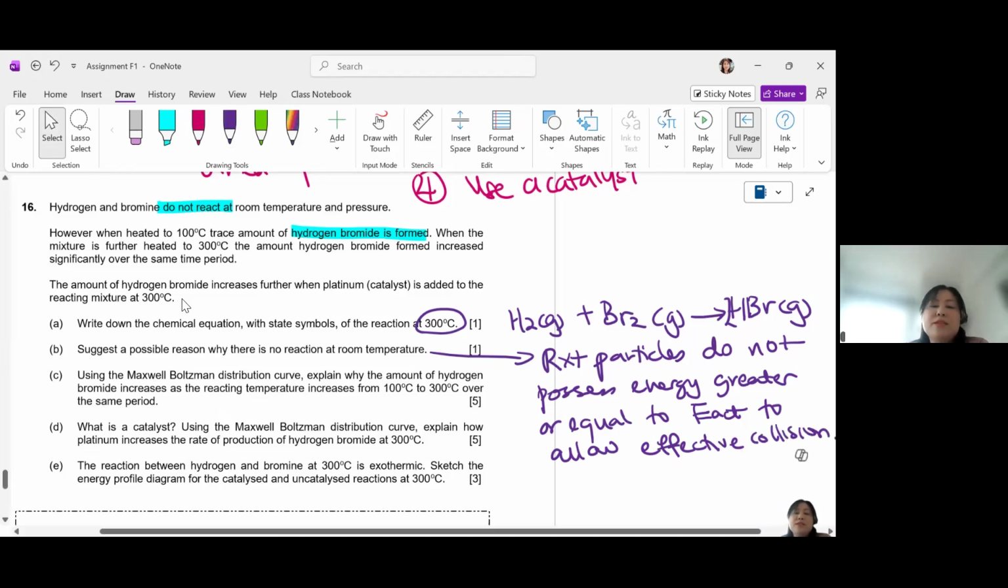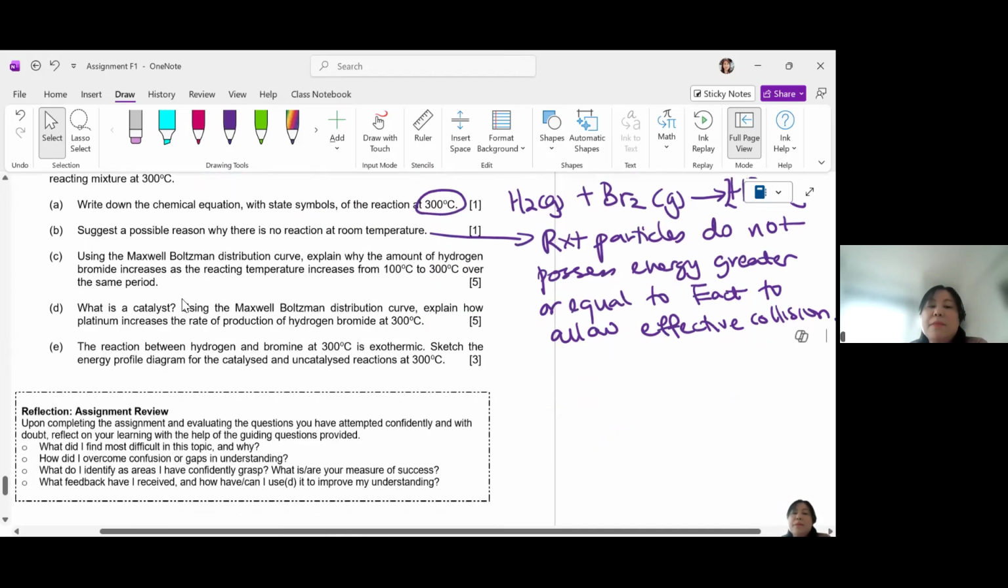All right. So that's for part B. Next, using a Maxwell-Boltzmann distribution curve, explain why the amount of hydrogen bromide increases as reactant temperature increases. So you're expected to draw a Maxwell-Boltzmann distribution curve showing the effect of temperature. All right. So let's look at part C.